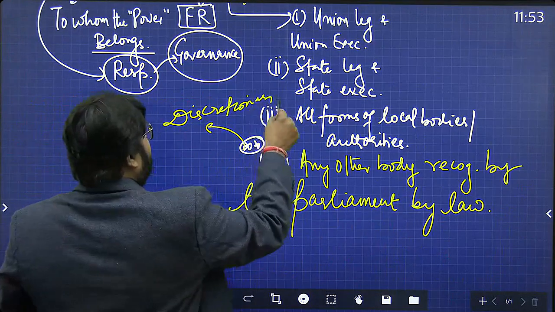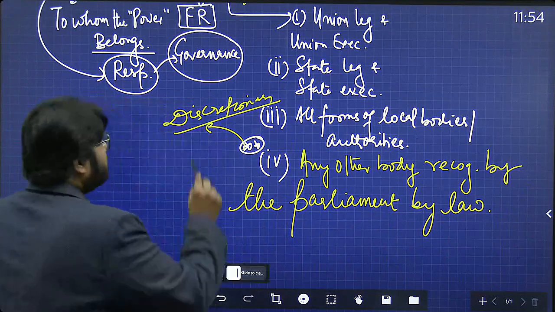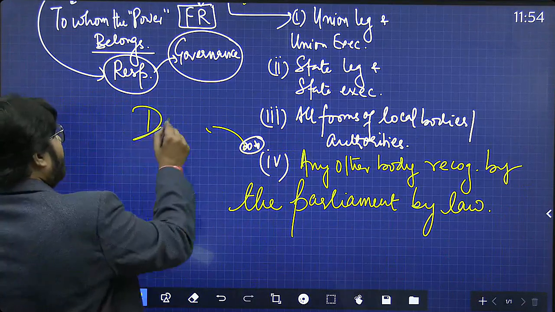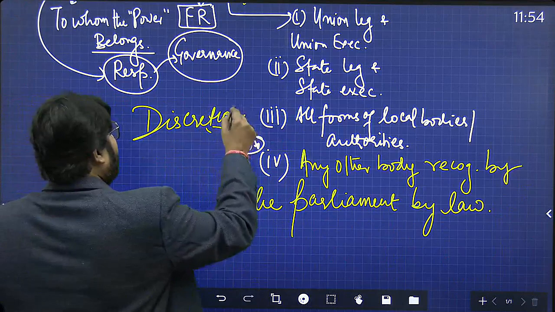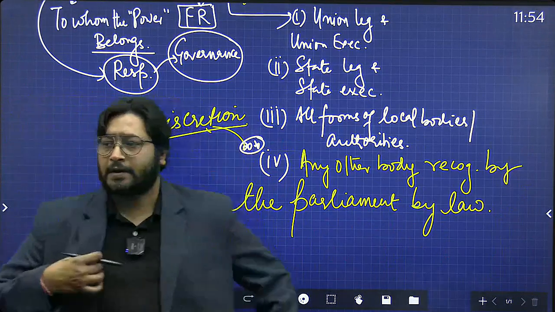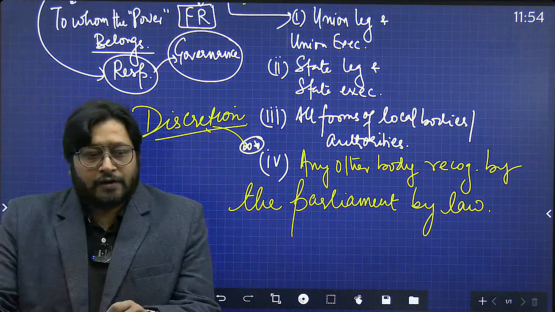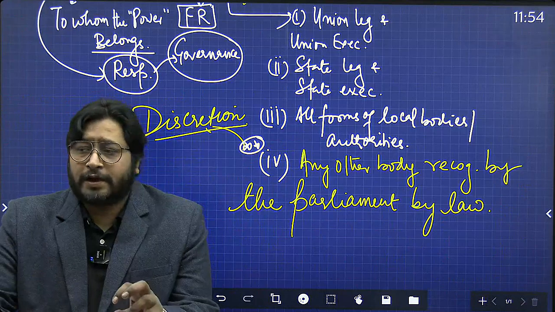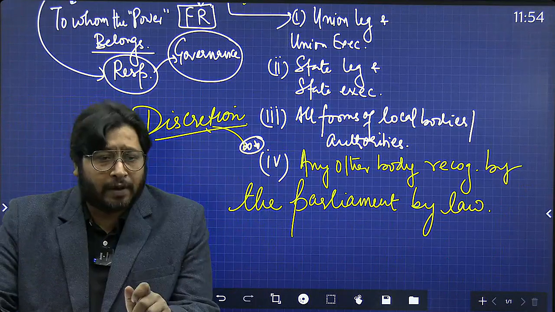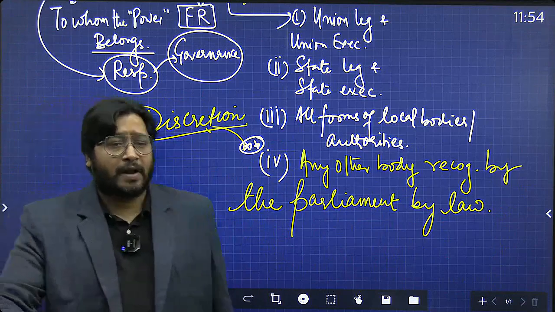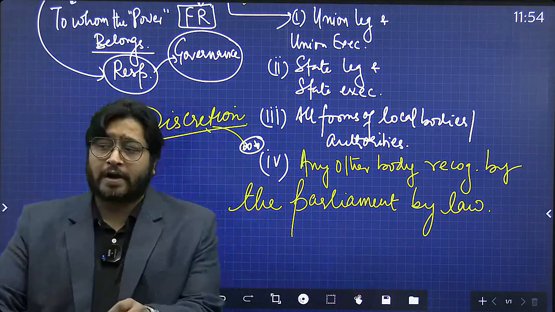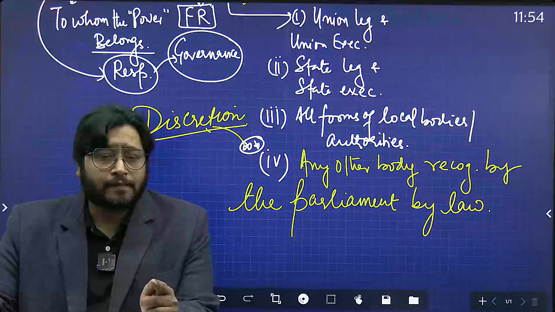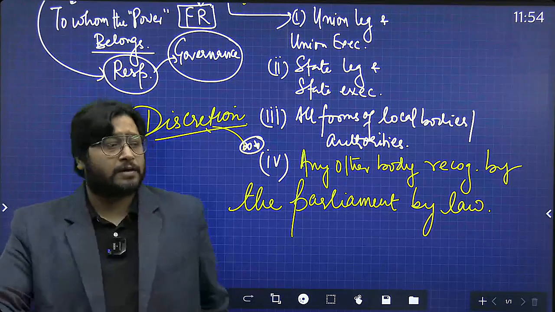So a question may come that, under the definition of state, any body apart from the union, state, and local government can be declared as a public authority or a state duly recognized by the parliament. So, who has the power to recognize any authority as a state or as part of the state? It is parliament, union legislature, not the state.